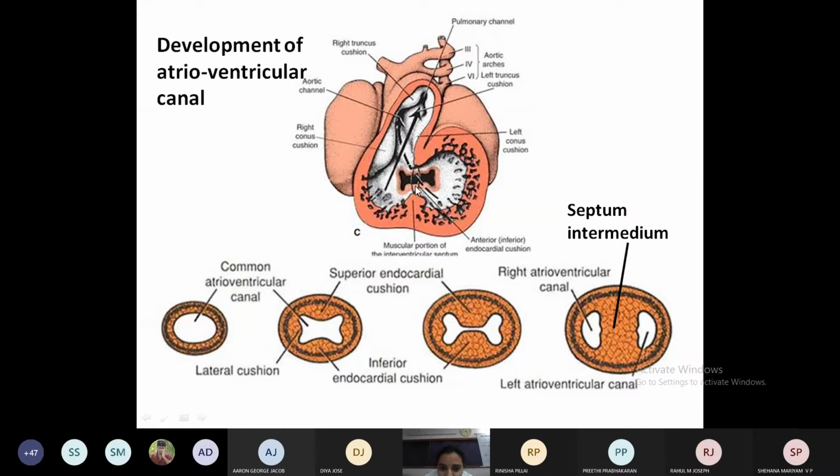There is a single atrioventricular canal. Later in the anterior wall and the posterior wall, two endocardial cushions develop, ventral and dorsal endocardial cushions. They fuse with each other and form the septum intermedium. So the single atrioventricular canal is divided into right and left atrioventricular canals, separately, one for the right and one for the left.